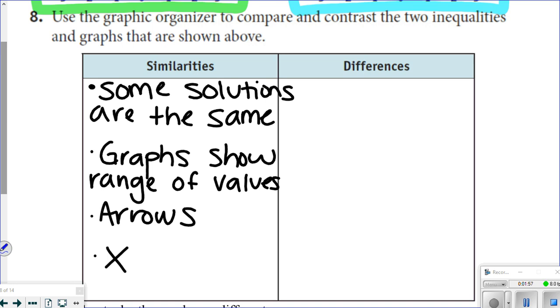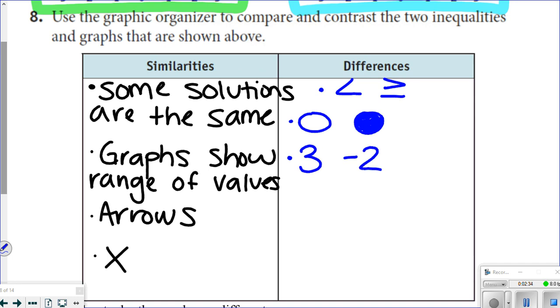So what are the differences here? We have different signs. One is a less than symbol. One is greater than or equal to. Good. They have different circles. So the graph on the left has an open circle. The graph on the right has a closed circle or a filled-in circle. Perfect. Yes, their numbers are different. One has a 3, one uses -2, which is why our circles are at different spots on our number line.